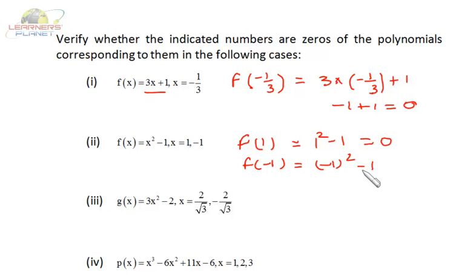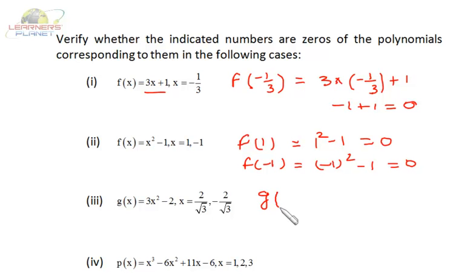Further, it is 1 square minus 1, or we can say 1 minus 1, it is 0. That means even minus 1 is 0, or a root of this polynomial. Okay. Now let's do this. We have to check at x equal to 2 by root 3 and minus 2 by root 3.